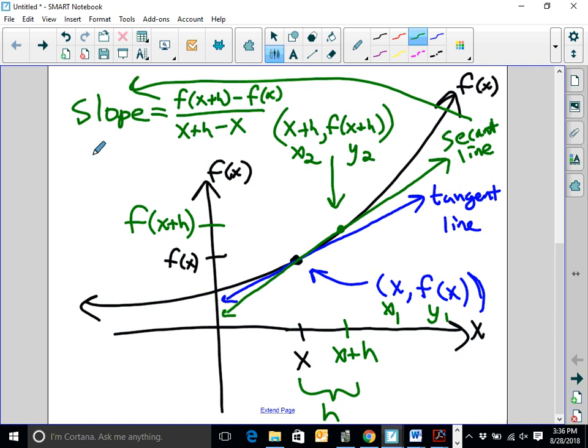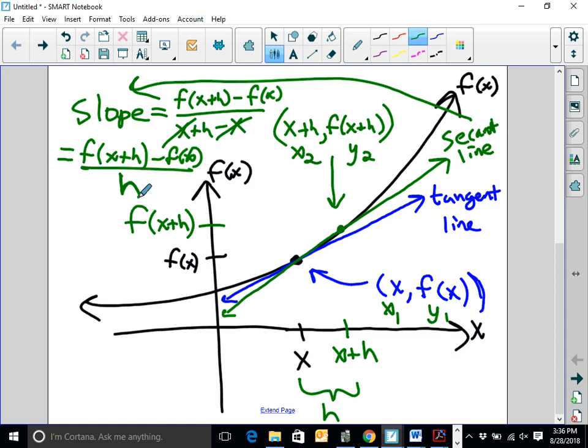Well, those two things are going to cancel. And we can now say our slope is simply f of x plus h minus f of x over h. So that f of x plus h minus f of x over h is now the slope of this secant line that we chose.